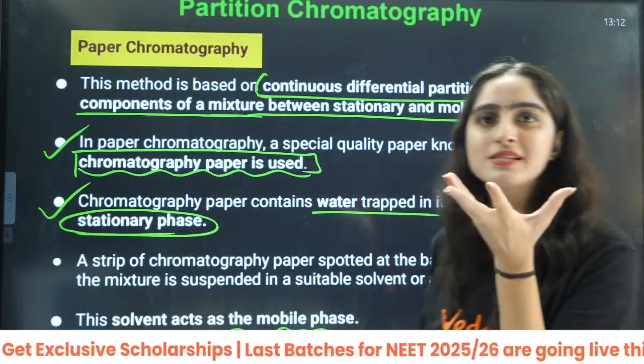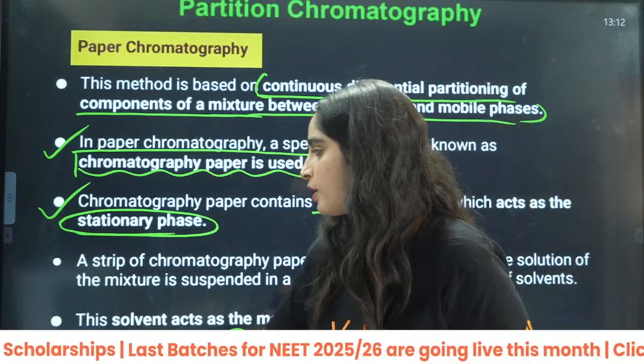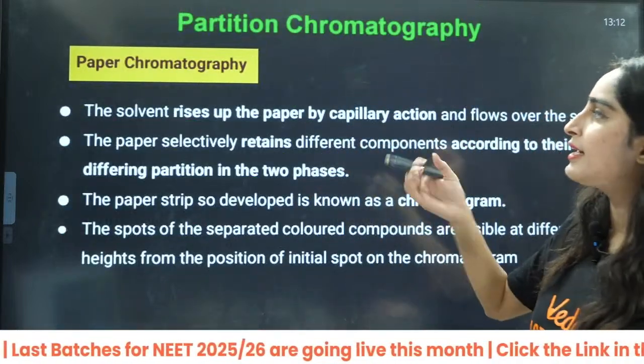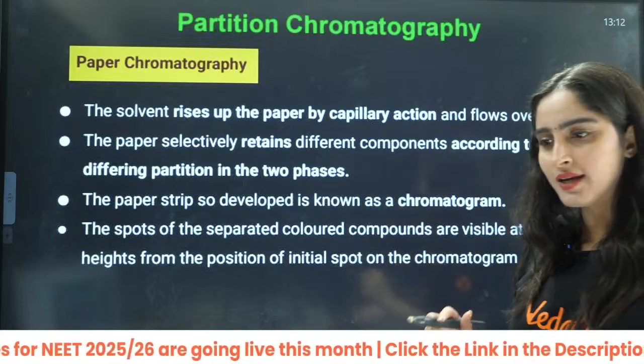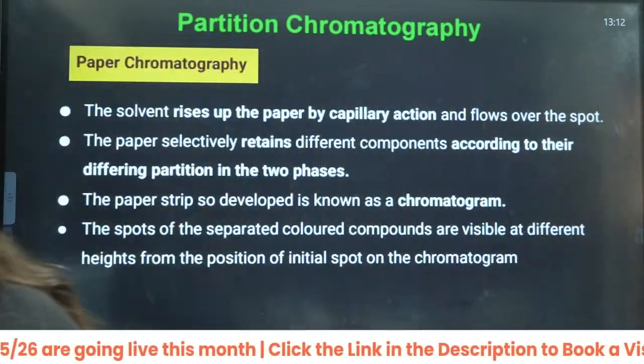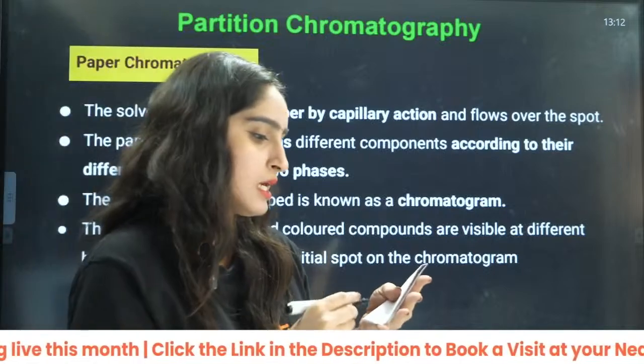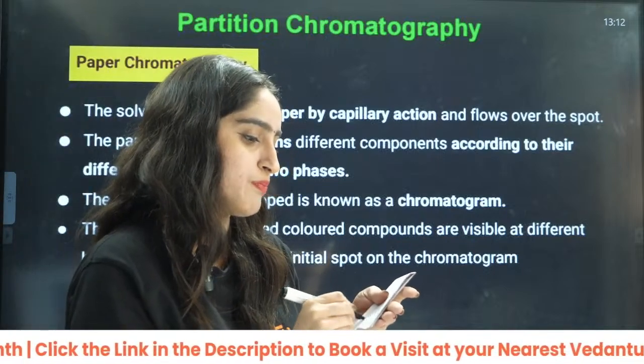Which is the mobile phase? That is in the jar, in the beaker. Now the solvent rises up the same way. For example, you have this one. You will have a baseline, and then you will add some mixture here.